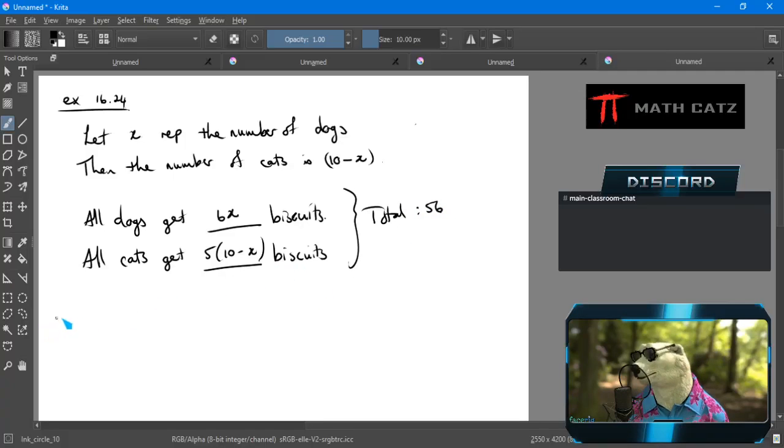Well, that's my equation right there. So if I take the total number of biscuits for the dogs plus the total number of biscuits for the cats, and I literally just copy these down, that has to total 56. And we've translated the information that they give us into a mathematical sentence.